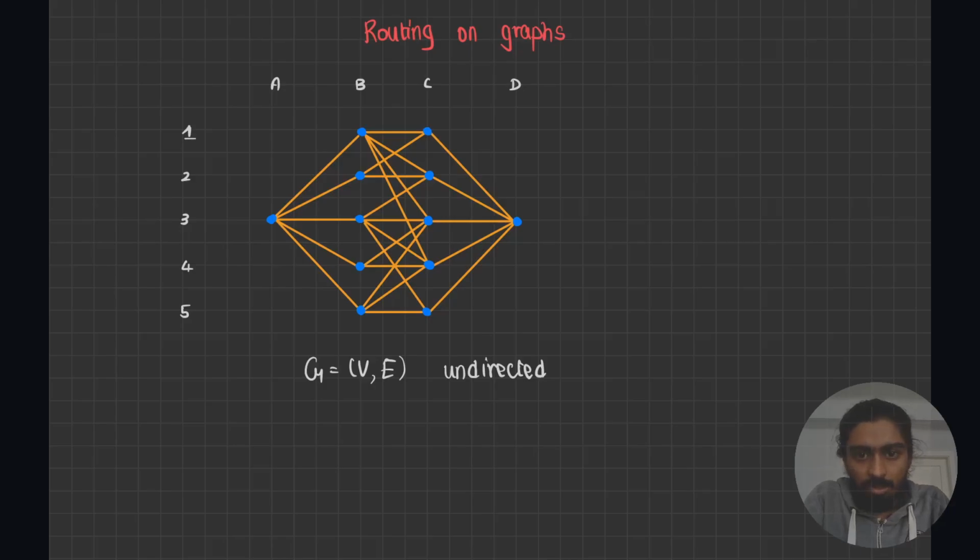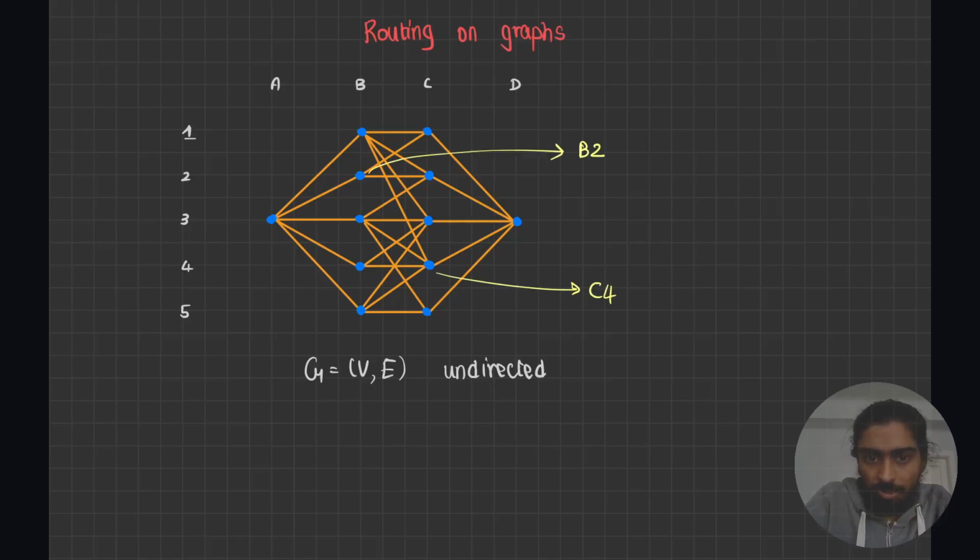And this particular graph I'm going to keep using in my examples. So I'll just give a naming scheme for the vertices. I call the columns A to D and the rows 1 to 5. So for example, this would be the B2 vertex and the bottom one would be the C4 vertex.